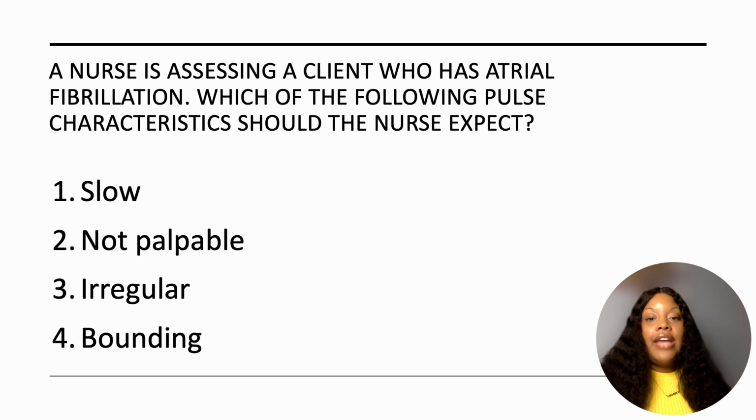A nurse is caring for a client who has atrial fibrillation. Which of the following pulse characteristics should the nurse expect? 1, slow. 2, not palpable. 3, irregular. Or 4, bounding. So I'm going to give you some time to think about it. If you chose 3, irregular, then you are correct. So remember, with your atrial fibrillation, your patient is going to have quivering of the atria, but then also with your ventricles, you're going to have irregular ventricular contractions. So with that one, you're going to see the patient have an irregular pulse.